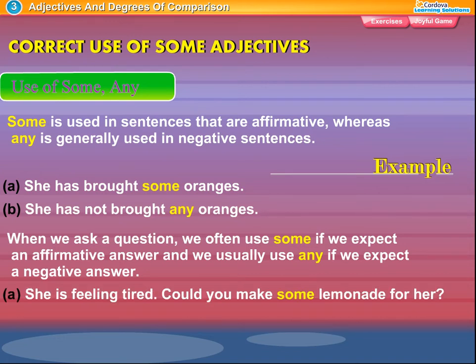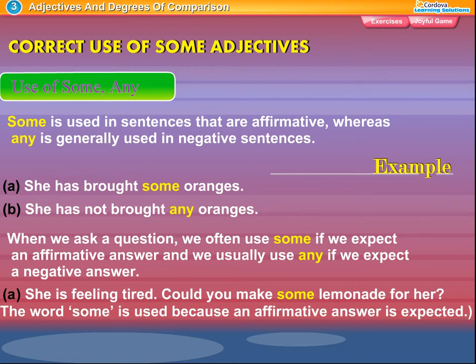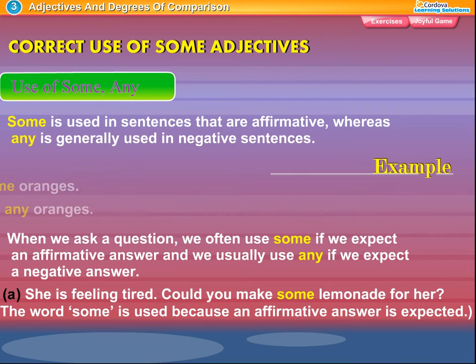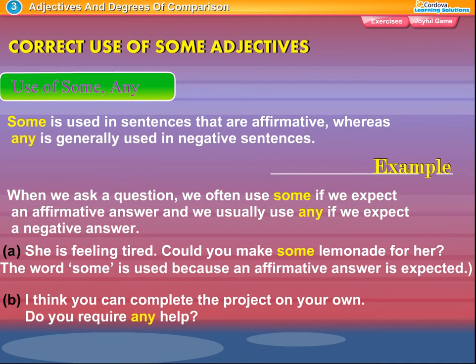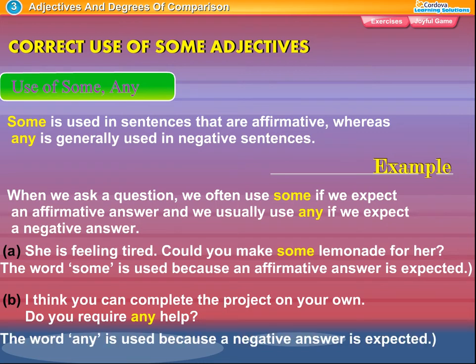Examples: A. She is feeling tired. Could you make some lemonade for her? The word some is used because an affirmative answer is expected. B. I think you can complete the project on your own. Do you require any help? The word any is used because a negative answer is expected.